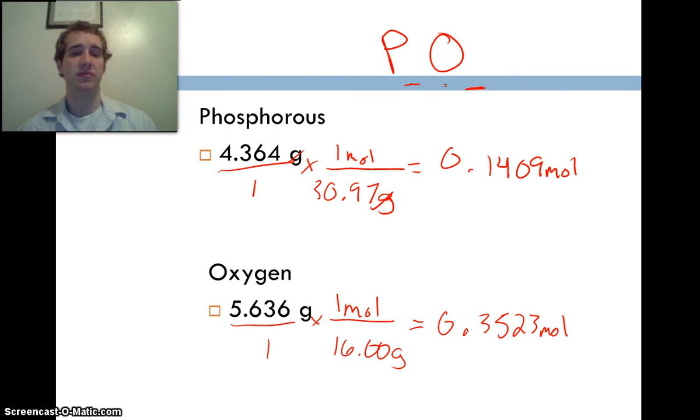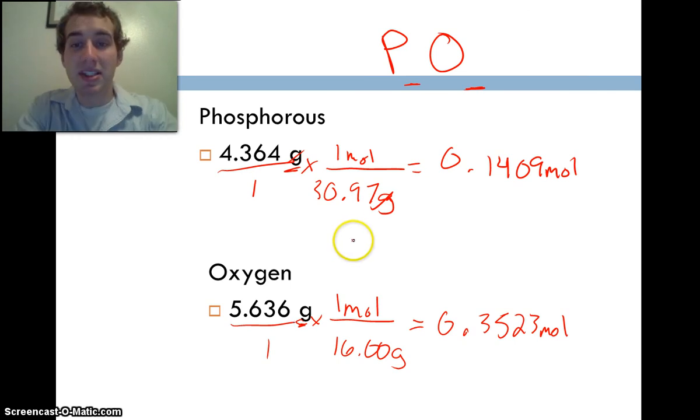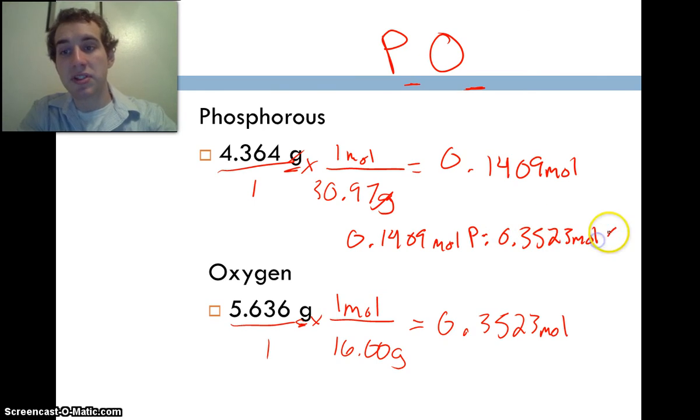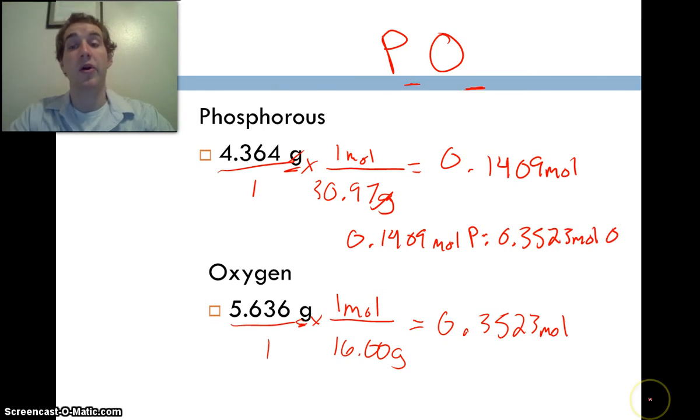Well, bummer. We can't compare masses to masses because phosphorus and oxygen do not have the same molar mass. Each atom has a different mass. So we have to start by getting rid of the mass part. Now we're into moles, and now we can compare them. So what we just said is that for every 0.1409 moles of phosphorus, we have 0.3523 moles of oxygen.